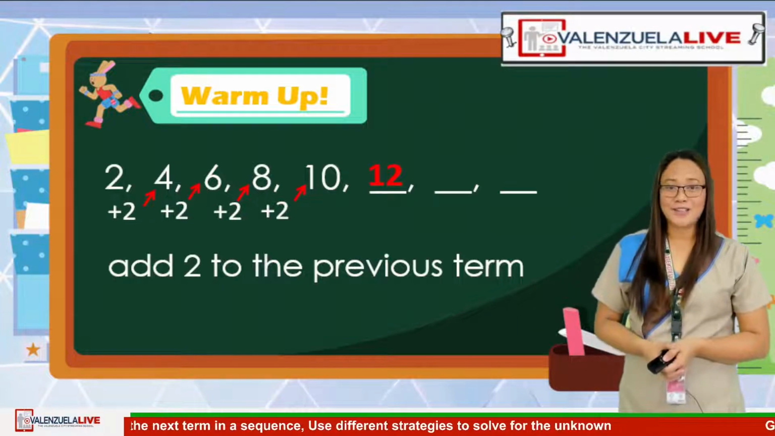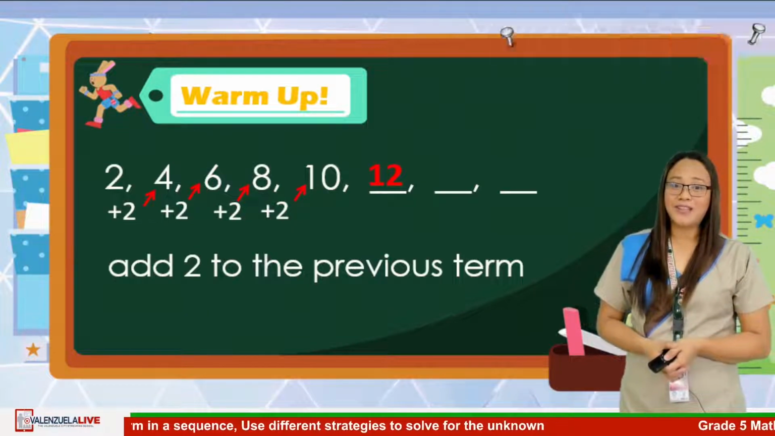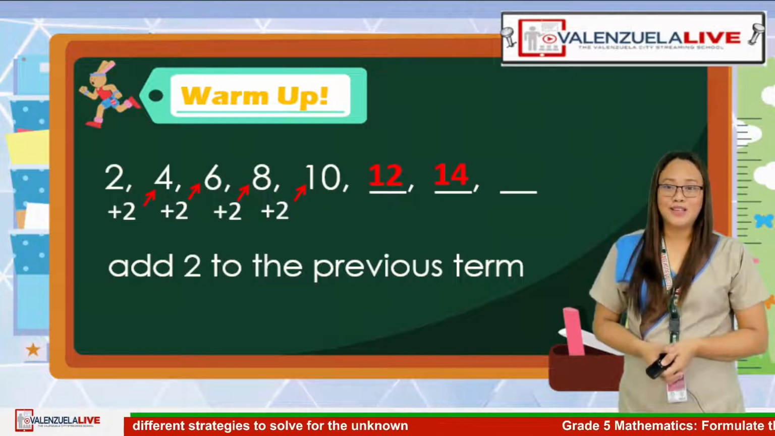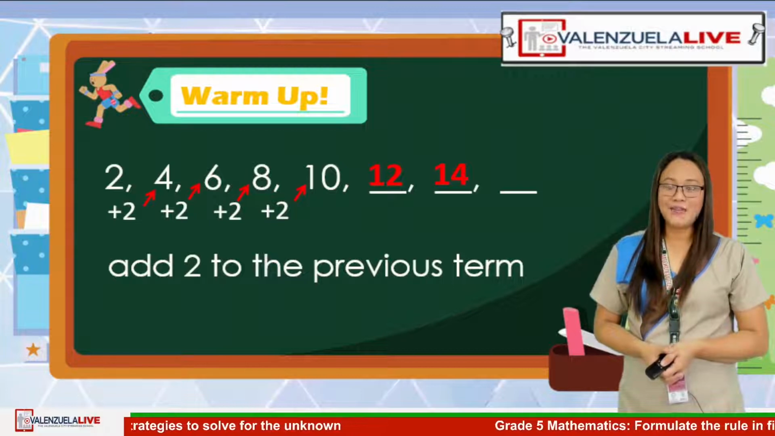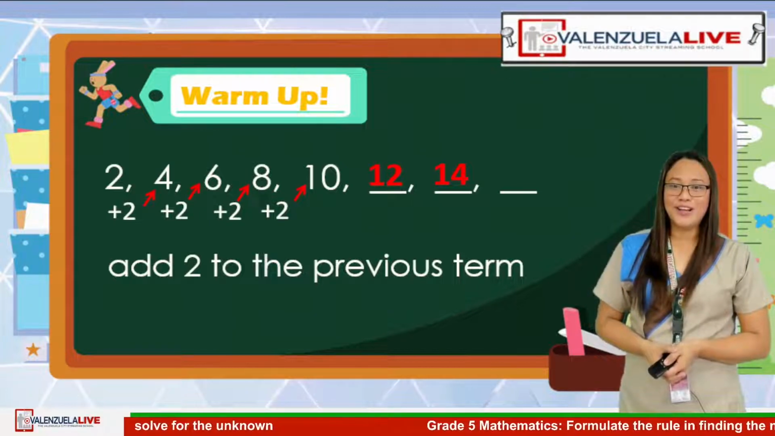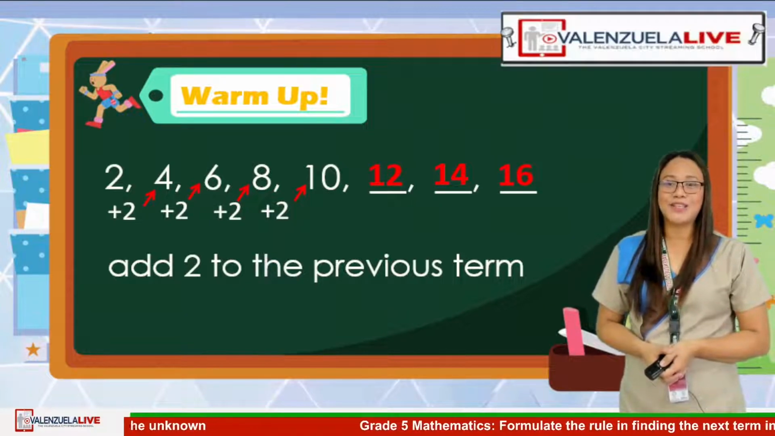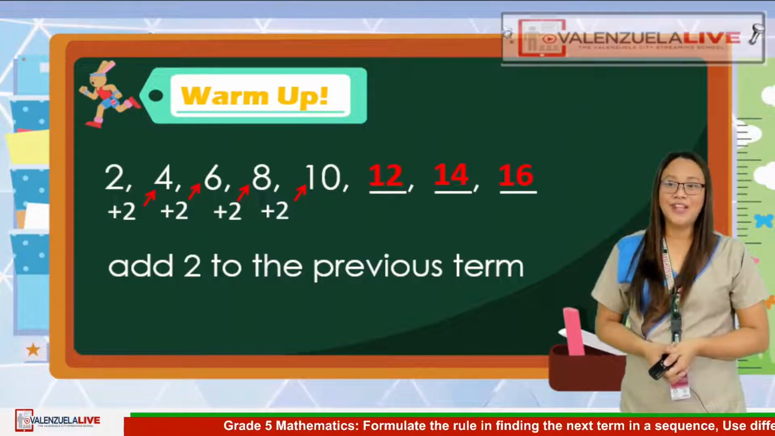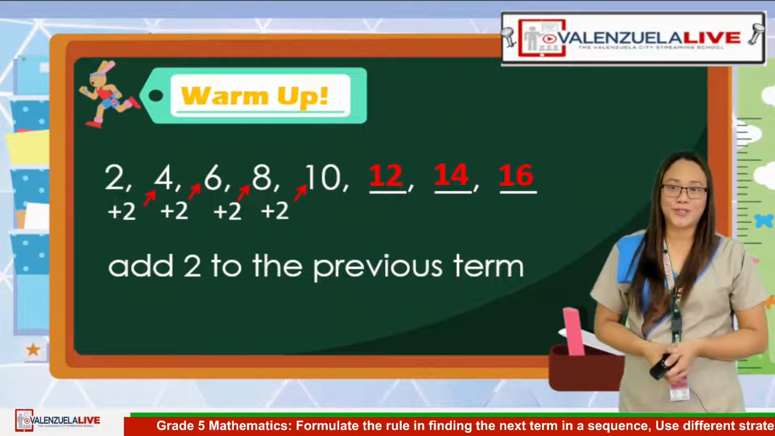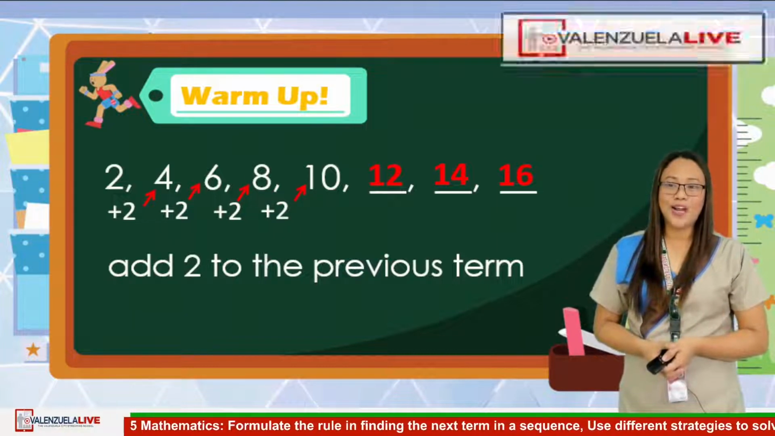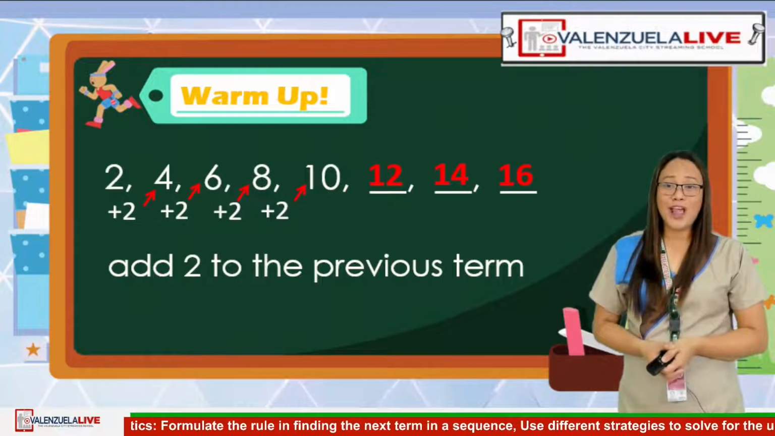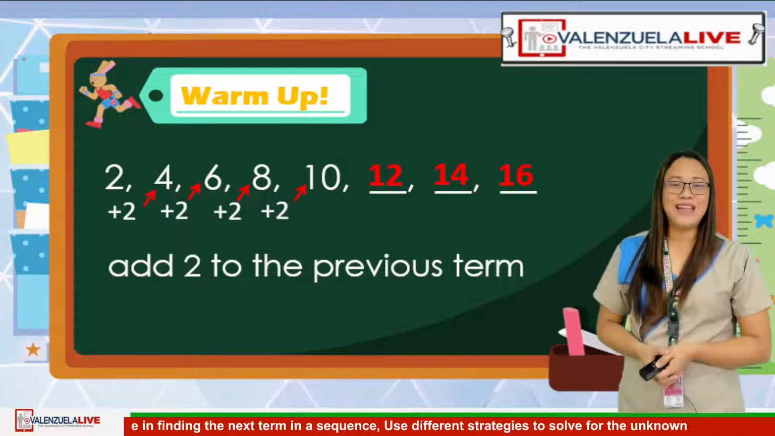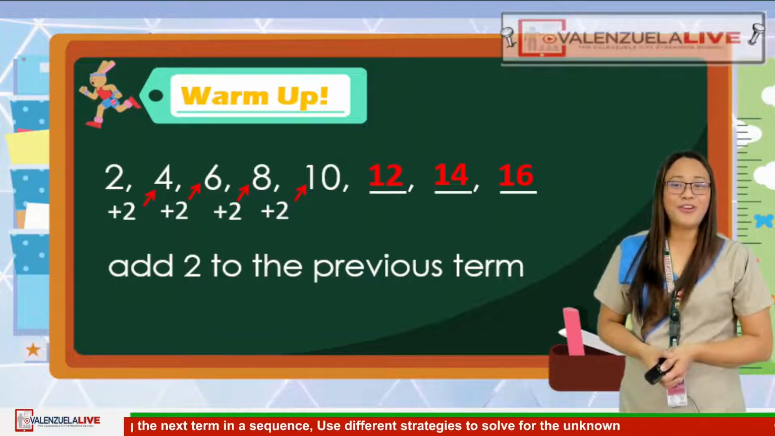And for the next number, we have to add 2 to 12. We have 12 plus 2 is equal to 14. And for the last number, we have 14 plus 2 is equal to 16. So, to complete the pattern, we have to add 2 to the previous term. So, we have 2, 4, 6, 8, 10, 12, 14, and 16. Very good, grade 5 mathletes. Now, let's try another one.